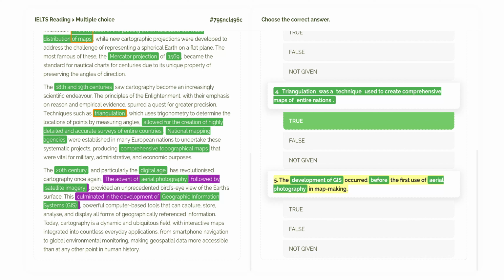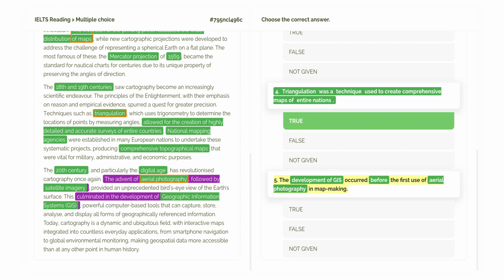False. This option says the statement is false. The passage clearly shows a sequence. First came aerial photography, and this later led to the development of GIS. The statement in the question gets the order wrong, saying GIS came before. Since the text shows the opposite order, the statement is false. This option is correct.